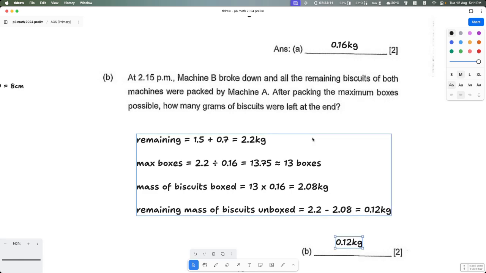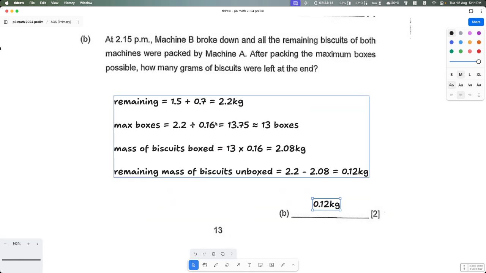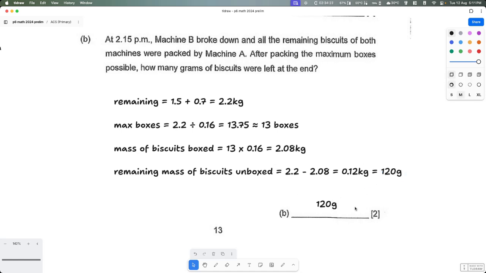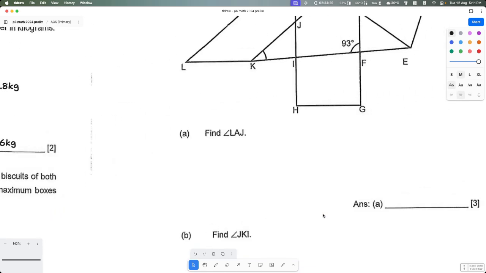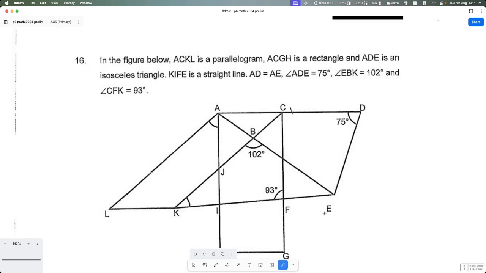Okay, but how many grams? Sorry. So this will then become 120 grams. The answer is 120 grams. Read your questions, guys. Let's move on to the next question. Question number 16. We're almost there.